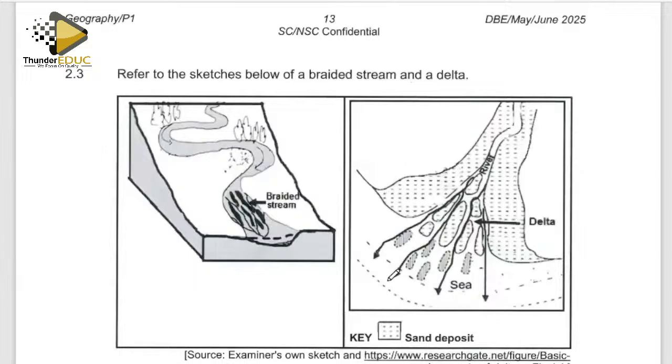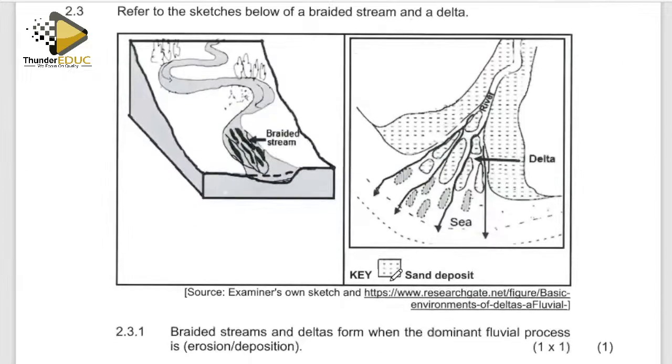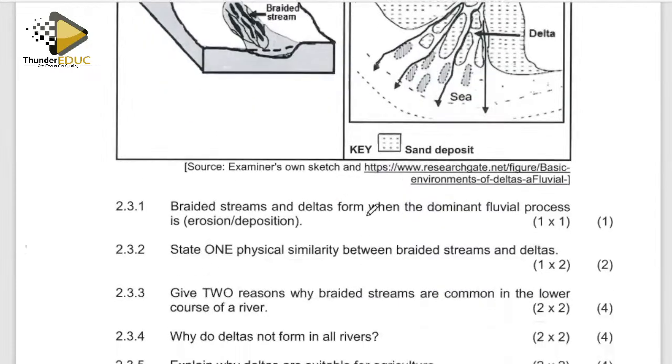Refer to the sketches below of a braided stream and a delta. Right, that is a braided stream, we can see there, and that is a delta. These are both features that are found in the lower course of the river. Braided streams and deltas form when the dominant fluvial process is deposition. Deposition causes the development of braided streams and deltas, because the rivers will be depositing loads in the river channel, resulting in distributaries or in a network of channels within the same channel.